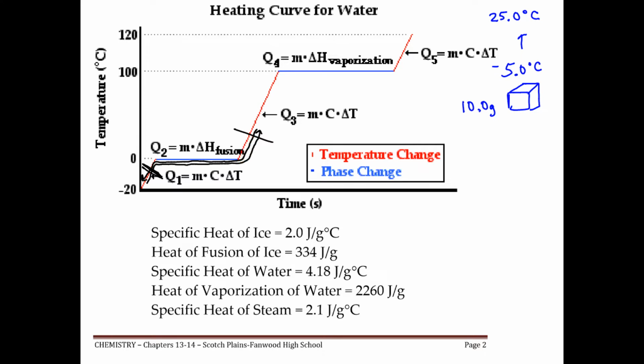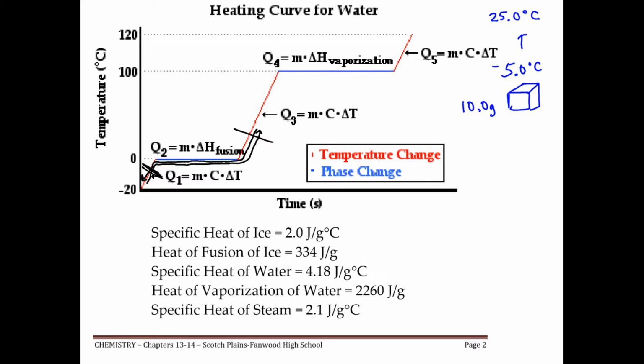So this is 3 problems in one. Whenever you're in zone 1 or 3 or 5, the equation is Q, which is heat, equals mc delta T. So Q is heat, M is mass, C is the specific heat or heat of fusion or heat of vaporization. Any of these values right here are the C values. And then delta T is the change in temperature.